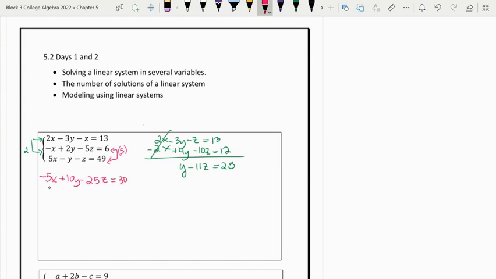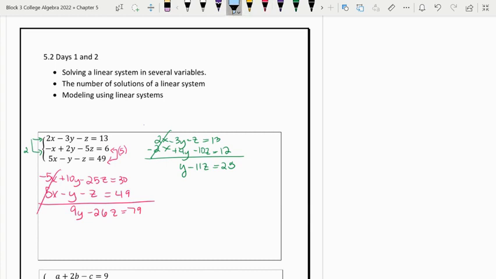And write the third equation down again. So 5x minus y minus z equals 49. Combine the terms, add these together. X's are gone. Then I get 9y minus 26z equals 79.